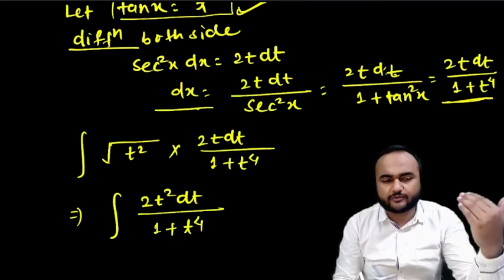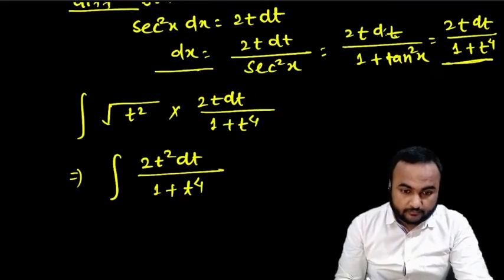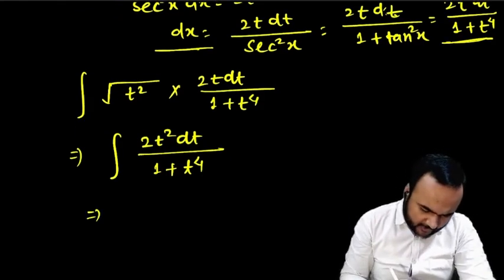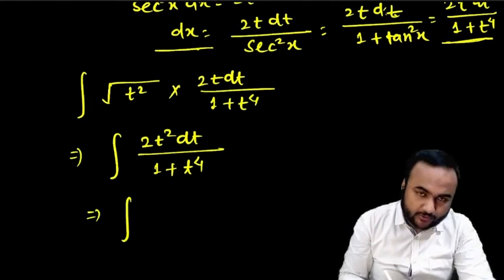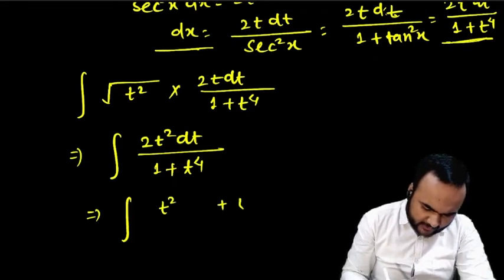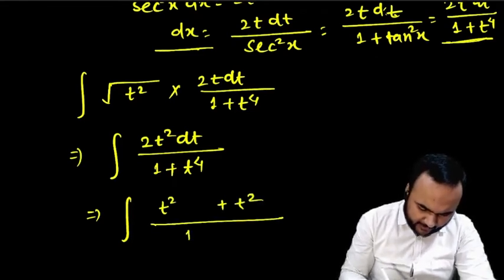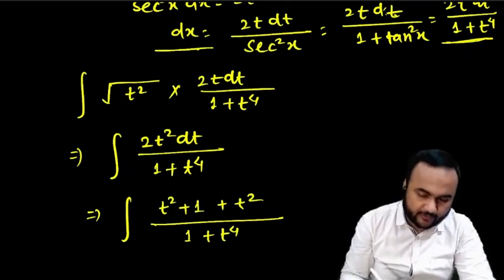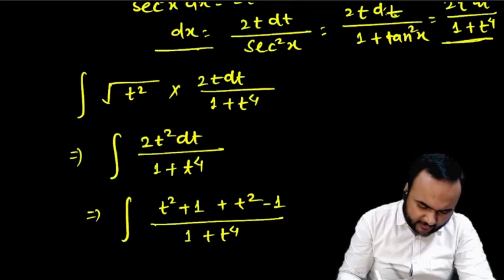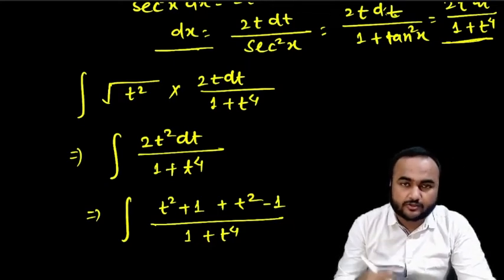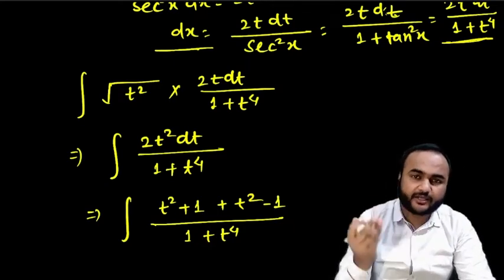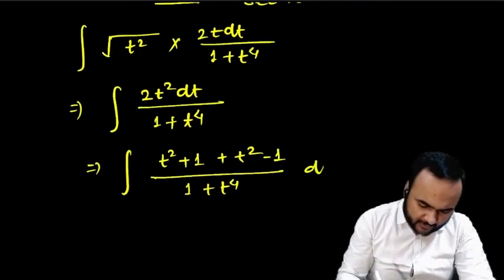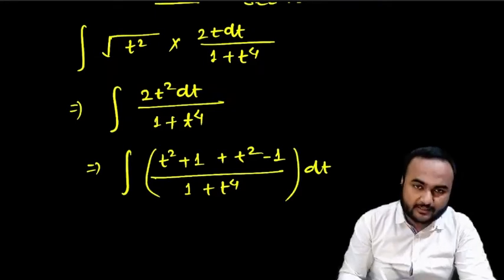Now we have to integrate this function. So what we are going to do, students, is separate this 2t square as t square plus t square, divided by 1 plus t to the power 4. Now I'm going to add plus 1 in the first t square and subtract minus 1 from the second t square. After adding them, 1 and minus 1 will get cancelled out and we will be left with the same value 2t square. So it is nothing but an algebraic manipulation here.